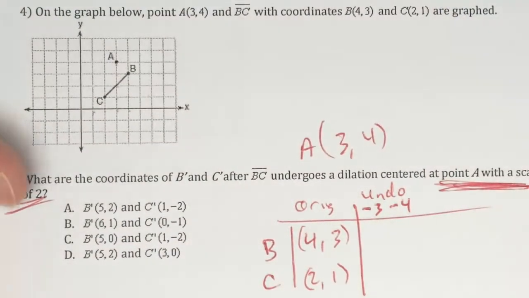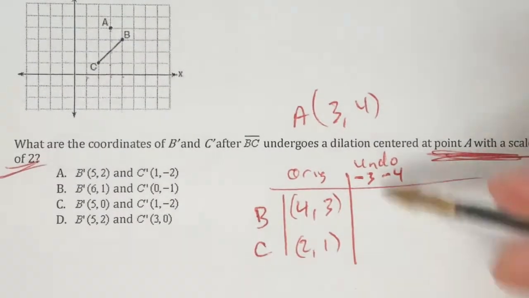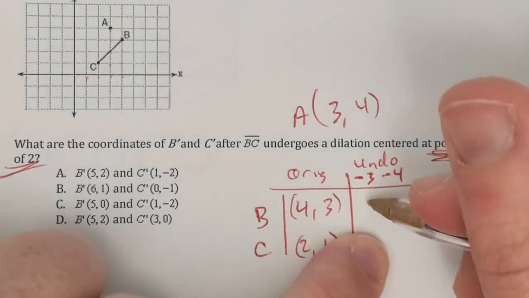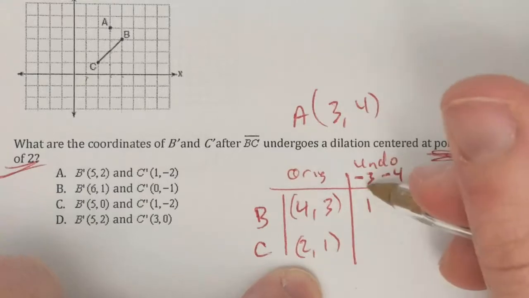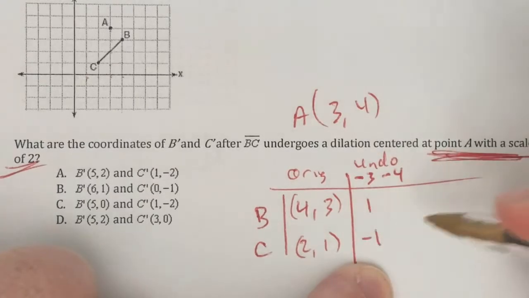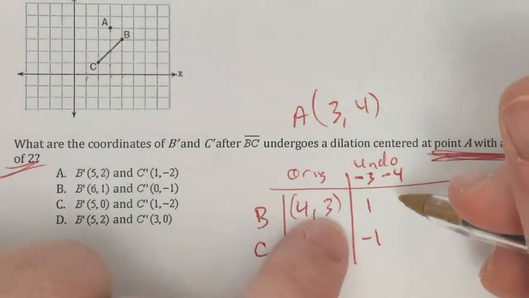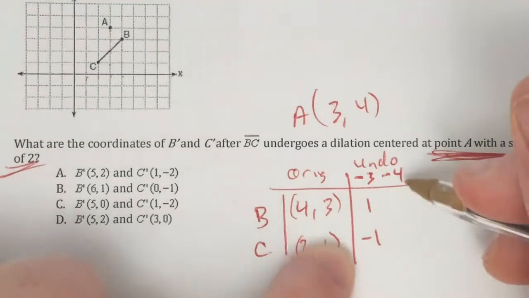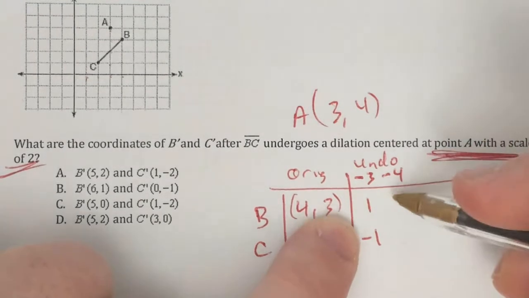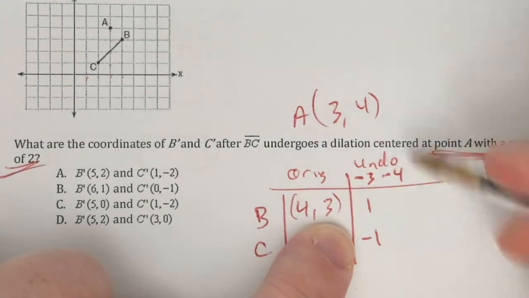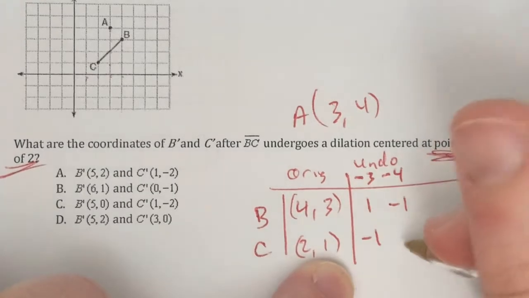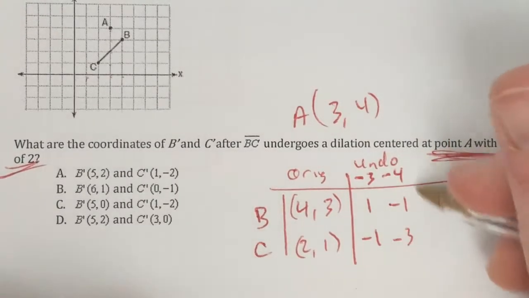So you're going to take all of your x's, subtract 3. So 4 minus 3 is 1. 2 minus 3 is negative 1. All right, and then take all the other ones, so all your y's, and subtract 4. 3 minus 4 is negative 1. 1 minus 4 is negative 3.